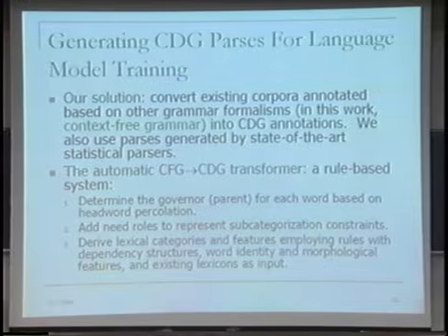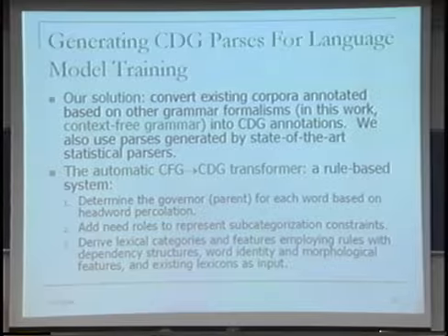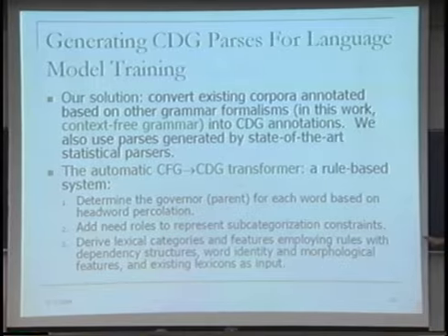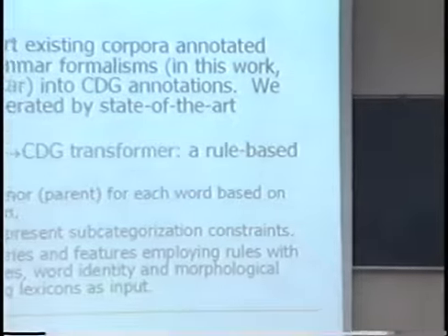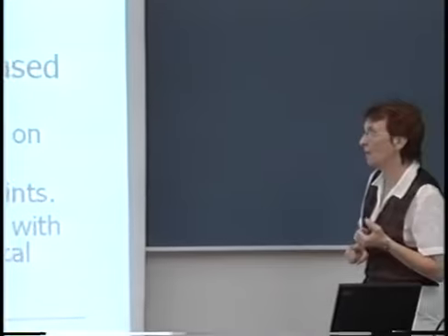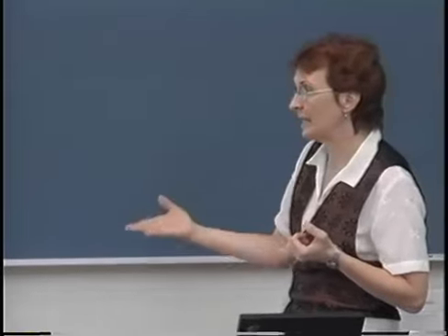And then we add need roles to represent the subcategorization constraints. We actually don't put that in as a feature. We actually allow the roles to learn about subcategorization. And then we derive lexical categories and features using rules. Word identity, we use anything we can come up with. So we use Comlex and a variety of other corpora that actually did tell you about subcategorizations.